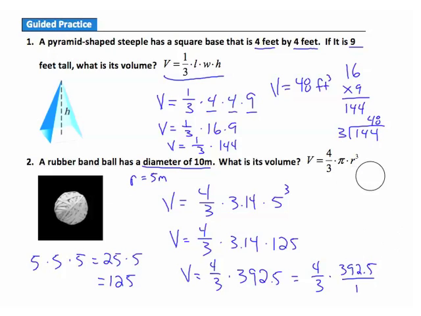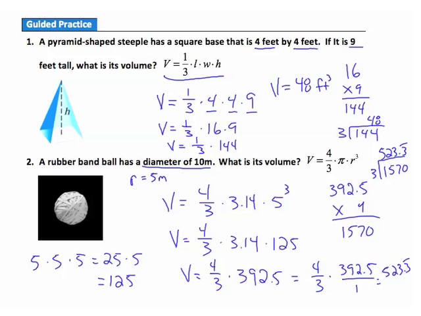So we're going to multiply by 4. We take 392.5 times 4. When we do that multiplication, we get 1570, and now we want to divide that by 3. So we're going to take 3 into 1570. When we do that division, we get 523.3 repeating. So the volume of this rubber band ball is going to be 523.3 repeating, and that is meters, so we want to write in cubic meters for our answer there.